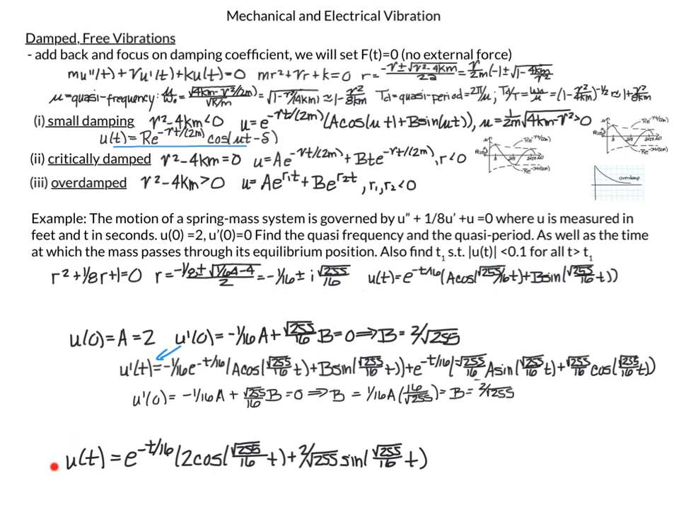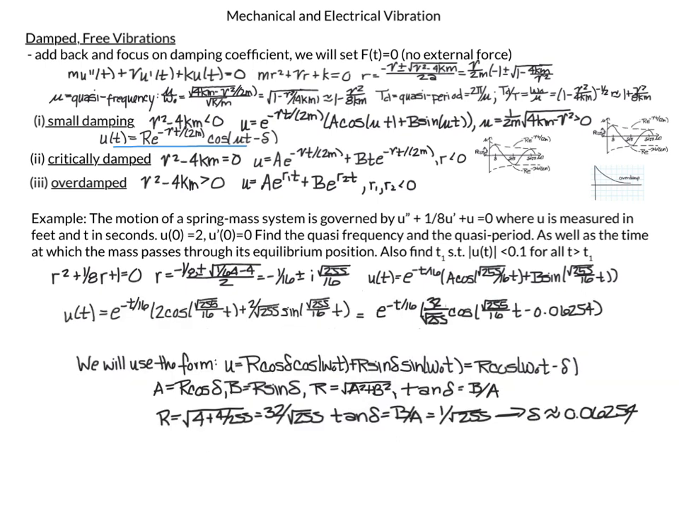So our final solution, our general solution to the homogeneous equation, is u of t is equal to e to the minus t over 16, times 2 cosine square root of 255 over 16 t plus 2 over square root of 255 sine of square root of 255 over 16 t. I moved my solution here, but I want my solution to be in the form r cosine omega t minus delta. So I let a equal r cosine of delta and b equal r sine of delta. And then r is going to equal the square root of a squared plus b squared. That will be 4 plus 4 over 255, which is equal to, conveniently, 32.